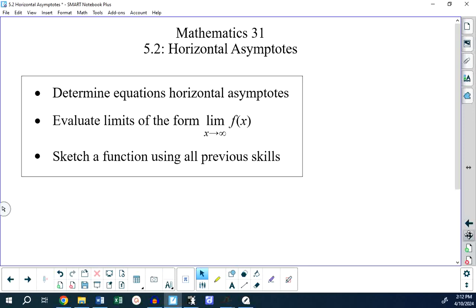So today we're looking at determining equations of horizontal asymptotes, and you have been taught in Math 30 a limited approach to it. Okay, and I will review that limited approach. It's a limited approach to determining where, if any, there are horizontal asymptotes, because it's only good for certain situations. There are many other functions where what you've been taught in Math 30 doesn't work. We're going to be evaluating limits as x approaches infinity, or as x approaches negative infinity, and then using all the previous skills to continue sketching functions.